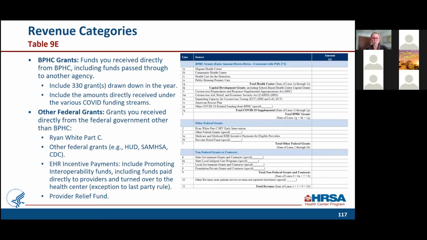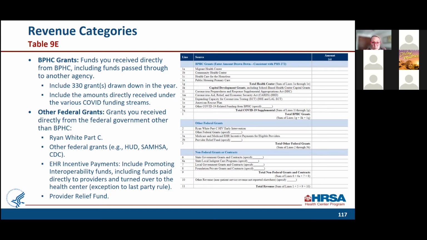Other federal grants are reported on lines 2 through 5. Include grants you receive directly from the federal government other than the Bureau of Primary Health Care. Ryan White, Part C, is reported on line 2. This includes any COVID funding from HRSA-HAB as part of the Ryan White Part C program. Other federal programs like HUD or SAMHSA or CDC are in the other federal grant section.